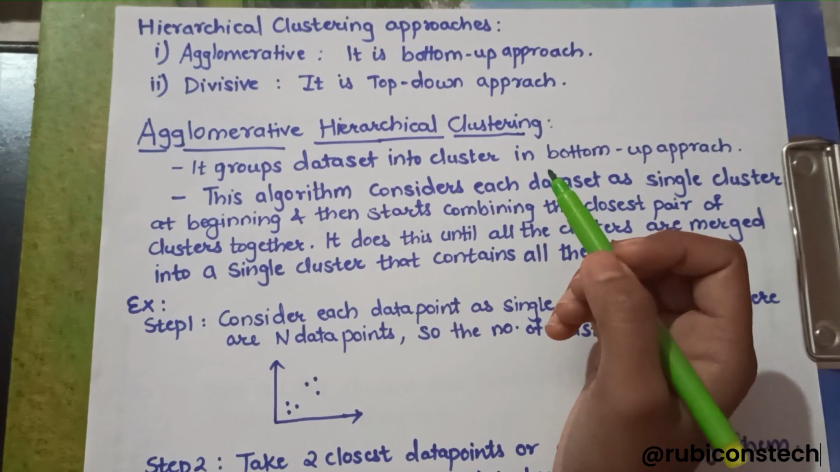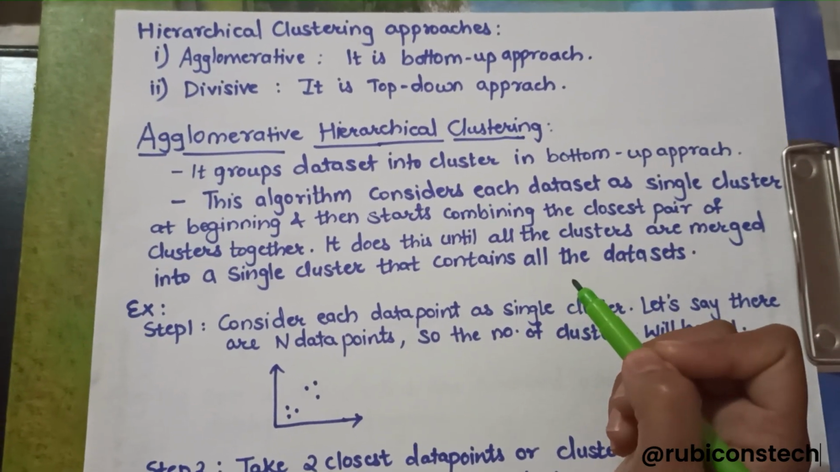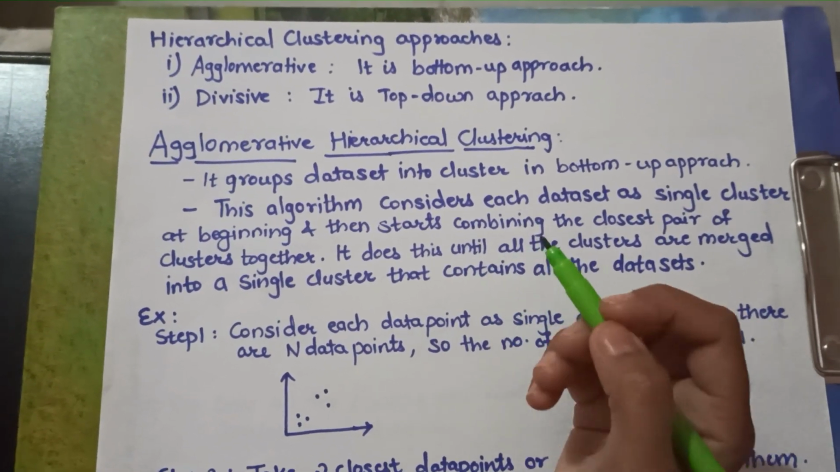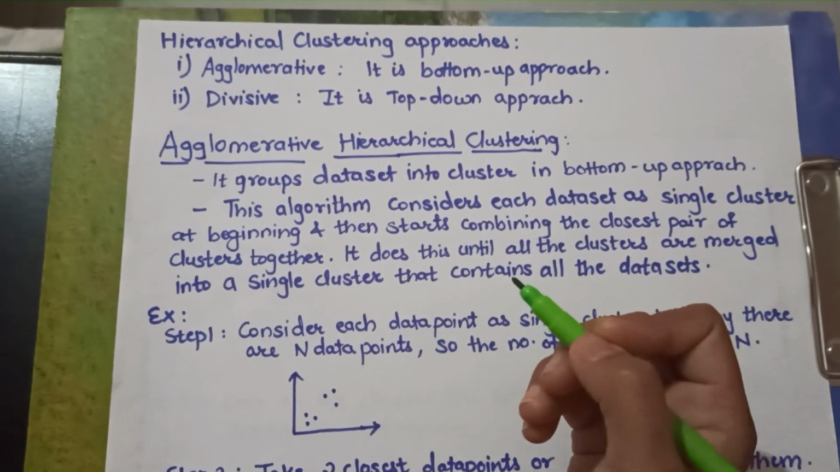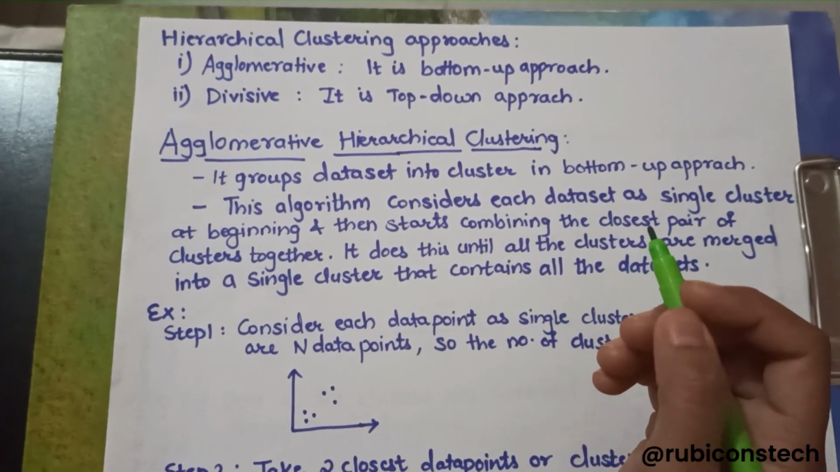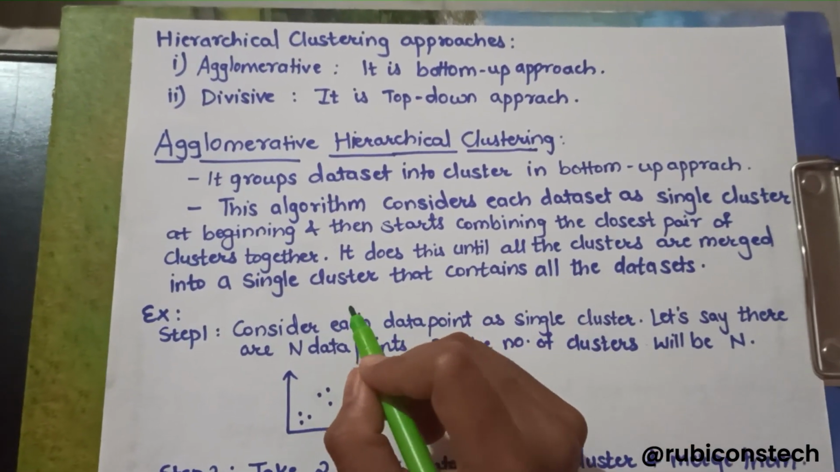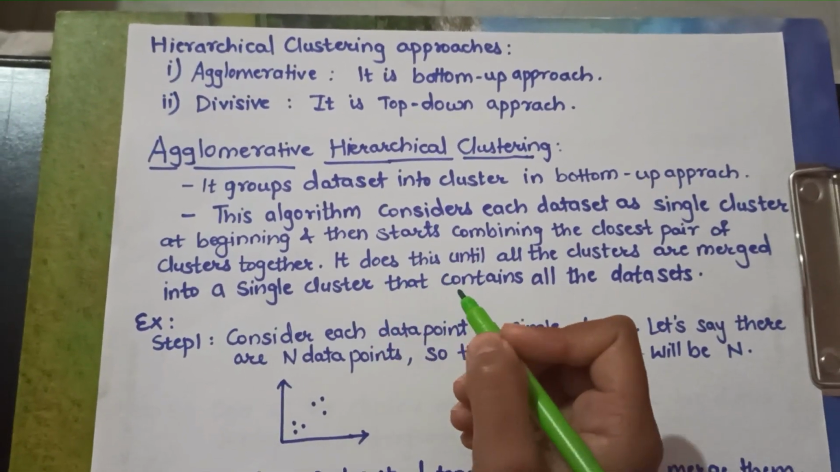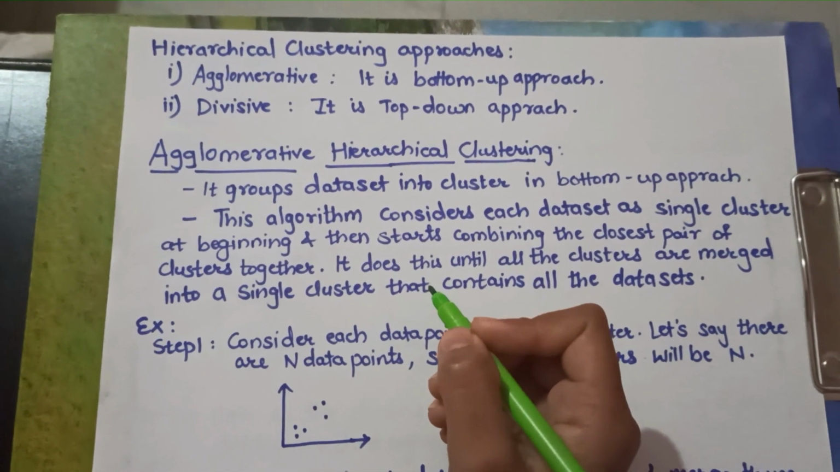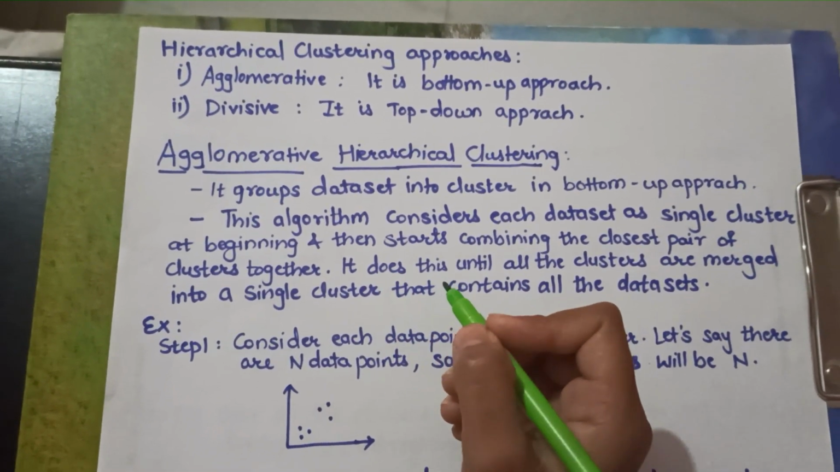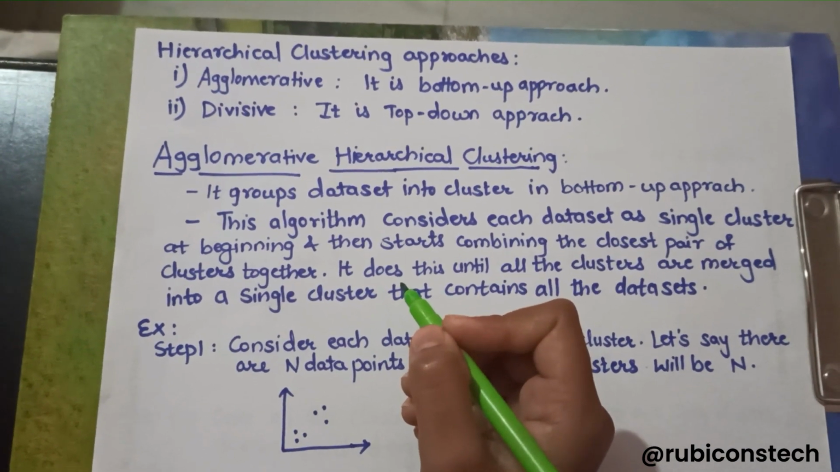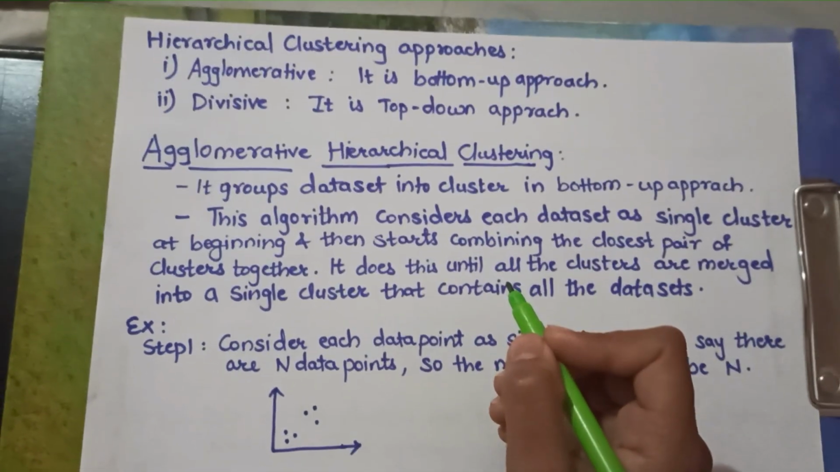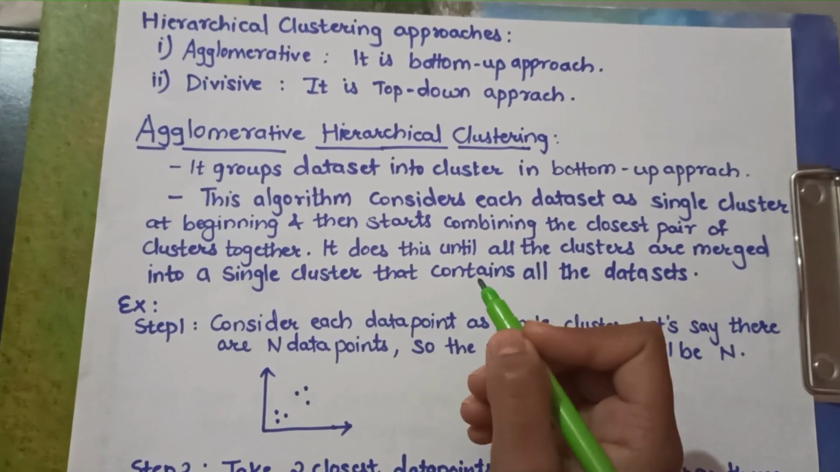Suppose we have a data set in which there are 6 data points. This approach will consider each data point from the data set as a single cluster at the beginning, and then it starts combining the closest pair of clusters, that is, based on the distance between the two data points, or we can say two clusters, because it considers each data point as a single cluster. This distance can be calculated using any distance metric. For example, using the Euclidean distance, we will calculate the distance between the two clusters, and the clusters that are close to each other will be merged together.